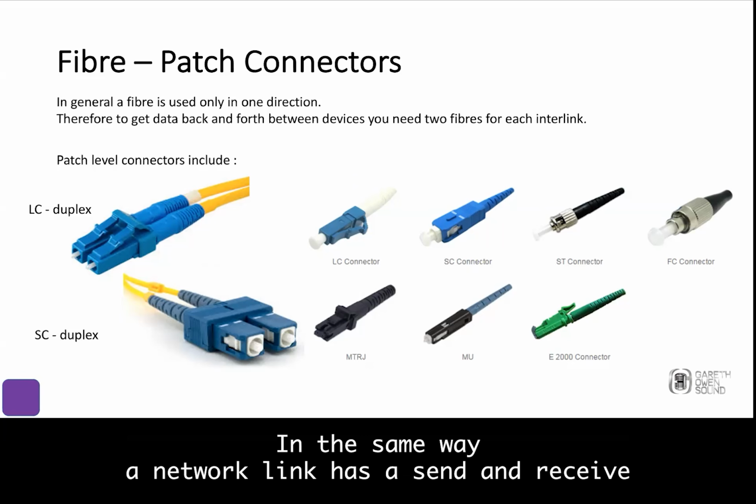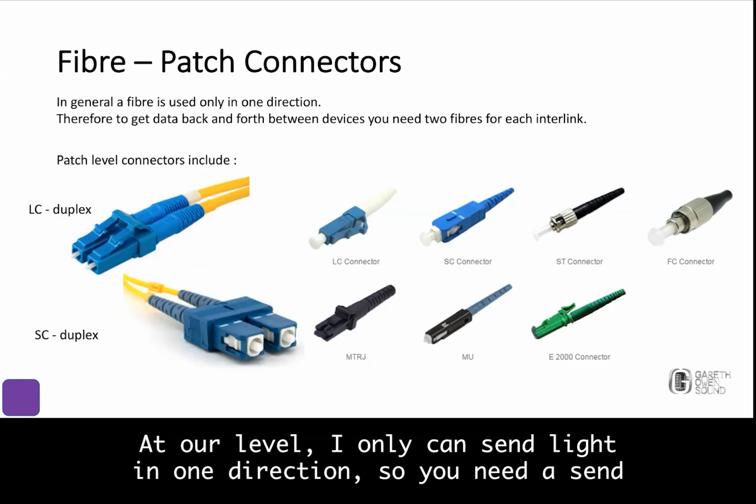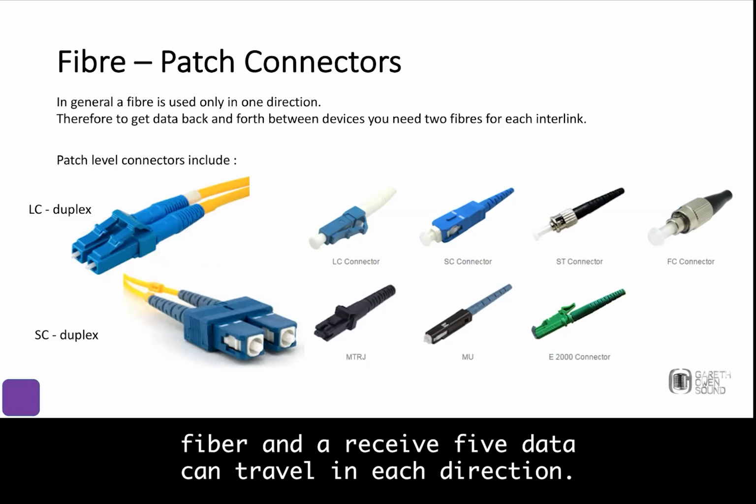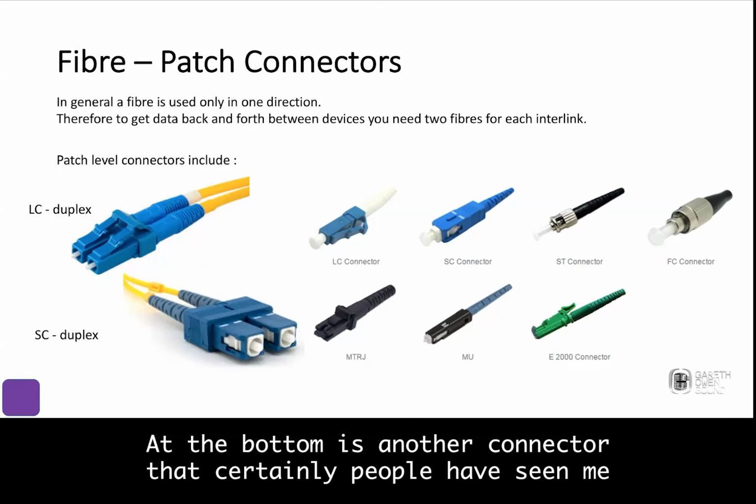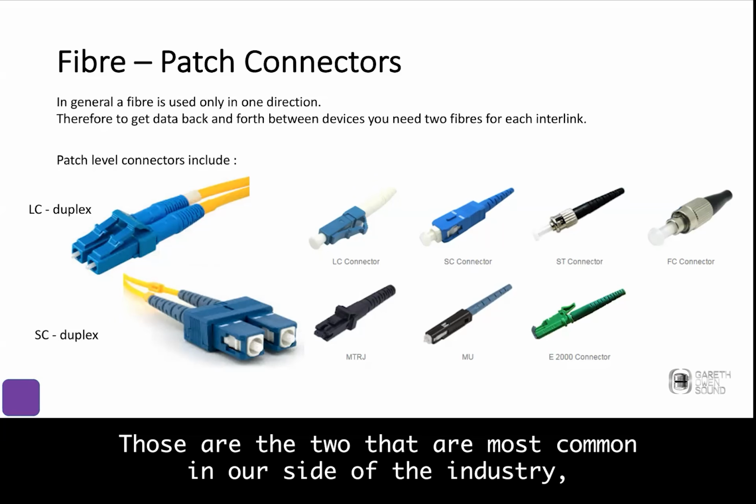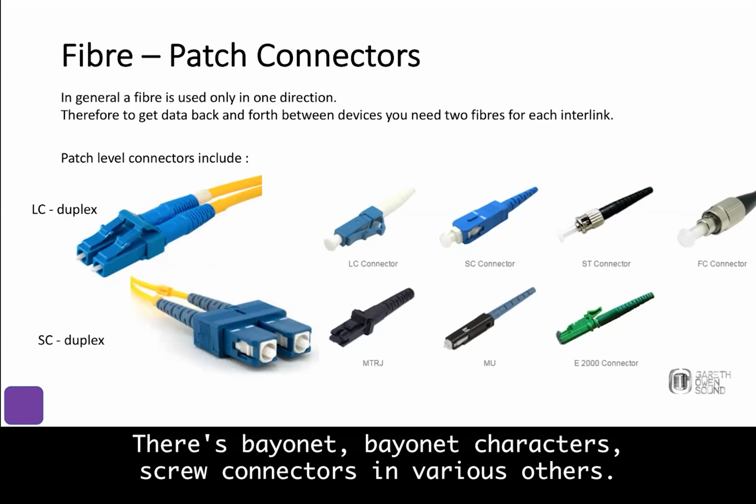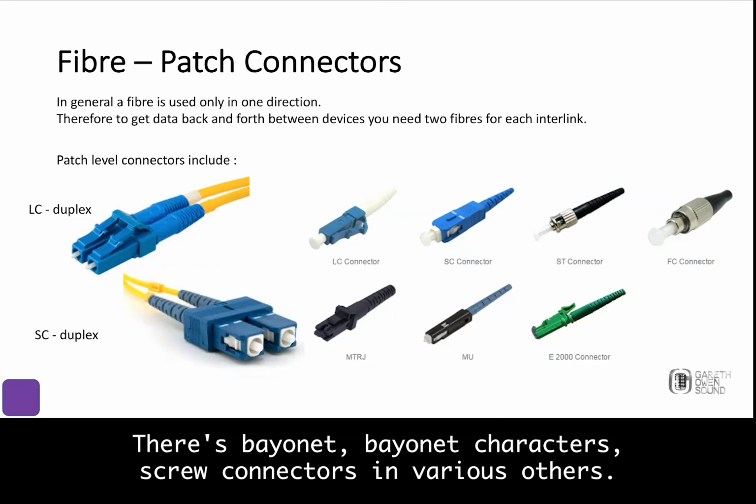In the same way a network link has a send and receive, fiber at our level only can send light in one direction. So you need a send fiber and a receive fiber so data can travel in each direction. At the bottom is another connector that certainly people that have seen RME products will know, which is called SC, which stands for square connector. Those are the two that are most common in our side of the industry. But on the right, people can have a look later. There's bayonet connectors, screw connectors, and various others.